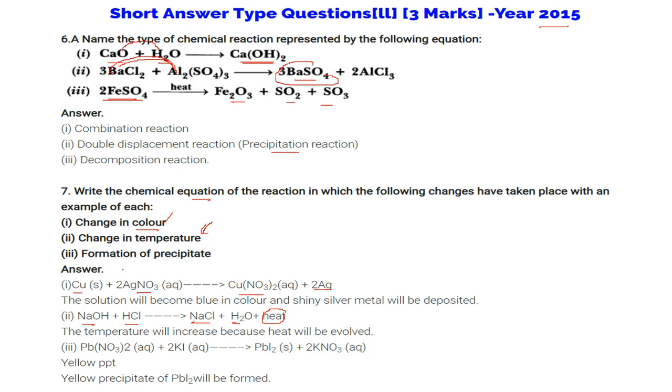Heat is evolved. Now formation of precipitate, we have already seen some examples like this. The Pb(NO3)2 when combined with potassium iodide forms PbI2, and this PbI2 is nothing but a yellow precipitate. So this is an example of precipitate formation.